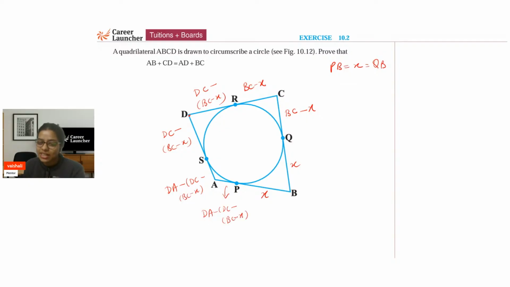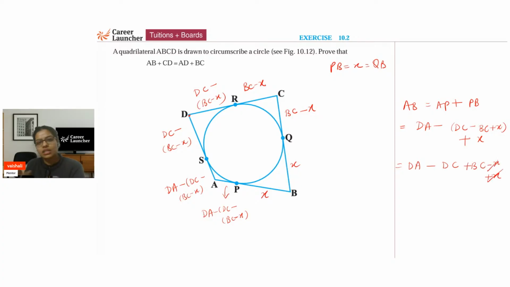You must be wondering कि exactly चल क्या रहा है, but have some patience. Now I'll just come to the main point. AB को कैसे express कर सकते हैं? AP plus PB. What is my AP? DA minus DC minus, I'm going to open up the brackets now, BC plus x. ठीक है? And then PB क्या है? x है. So DA minus DC plus BC minus x plus x.